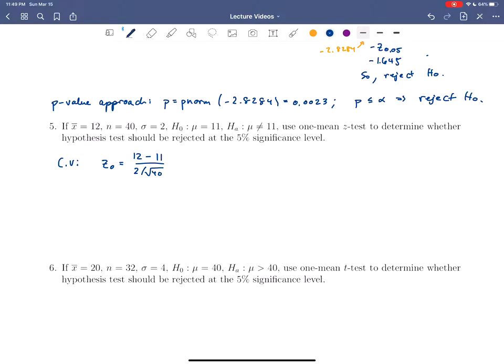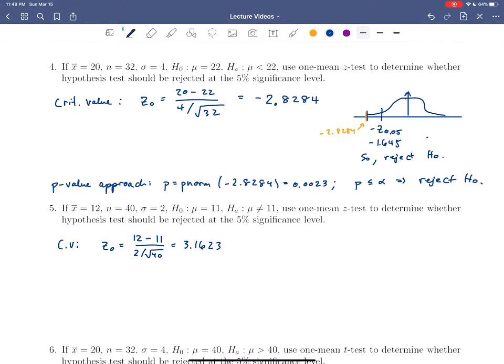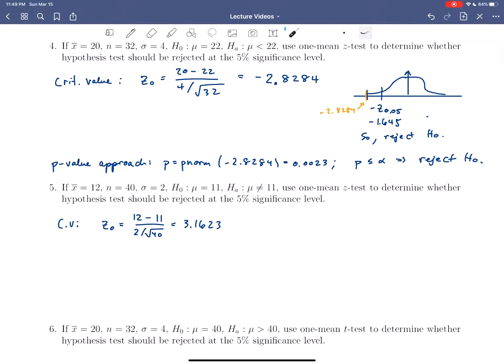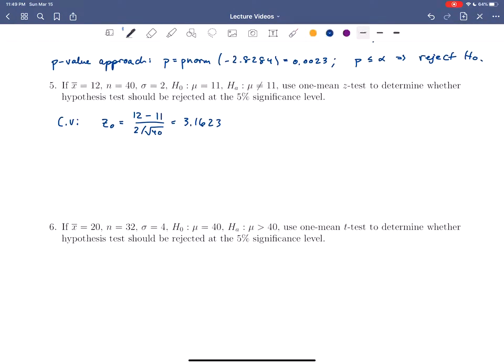And if we plug all that into R, what we're going to get is 3.1623. Okay, just to go to 4 decimal places, like I said we would up here. So that's our standardized value, 3.1623.